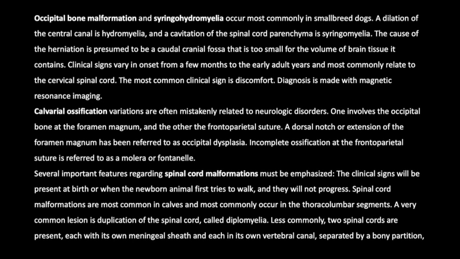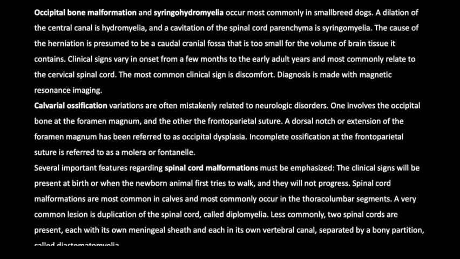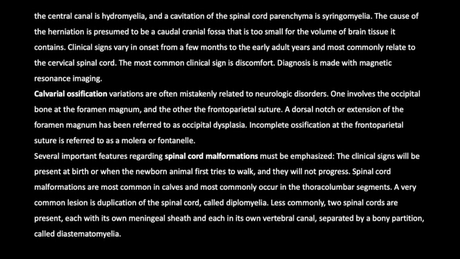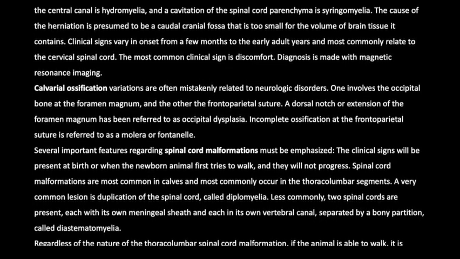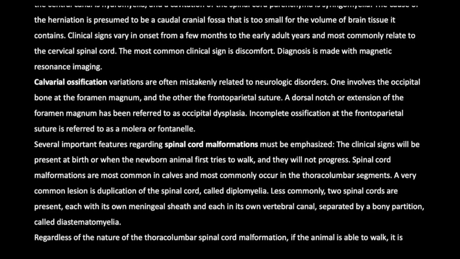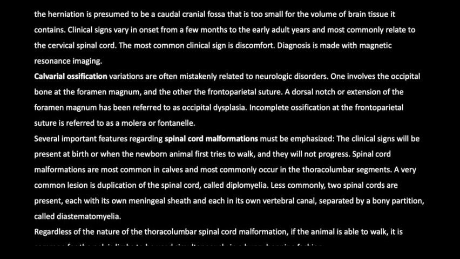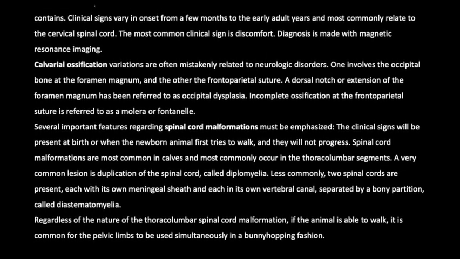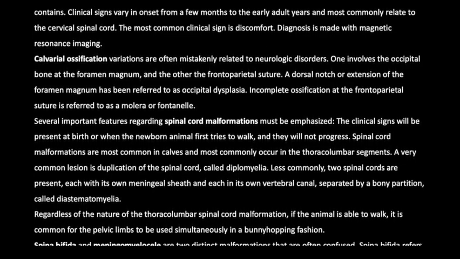Calvarial ossification variations are often mistakenly related to neurologic disorders. One involves the occipital bone at the foramen magnum and the other the frontoparietal suture. A dorsal notch or extension of the foramen magnum has been referred to as occipital dysplasia. Incomplete ossification at the frontoparietal suture is referred to as a molera or fontanelle.